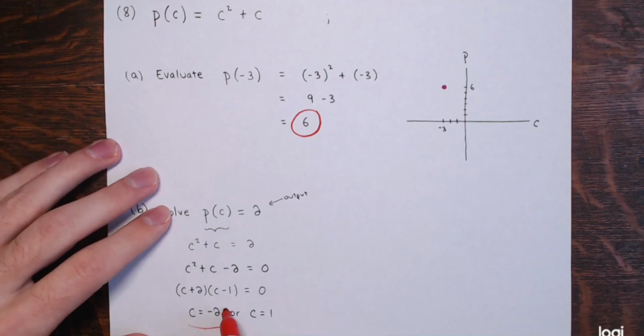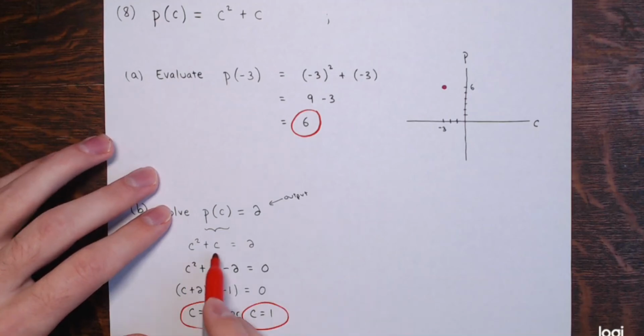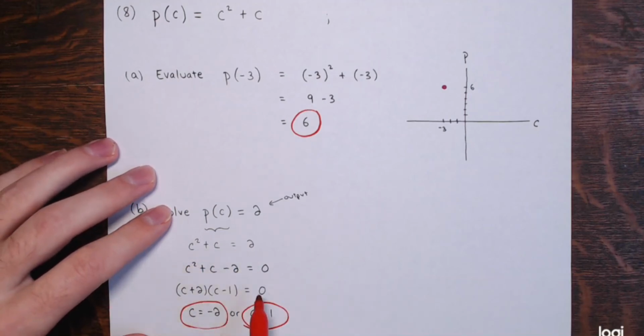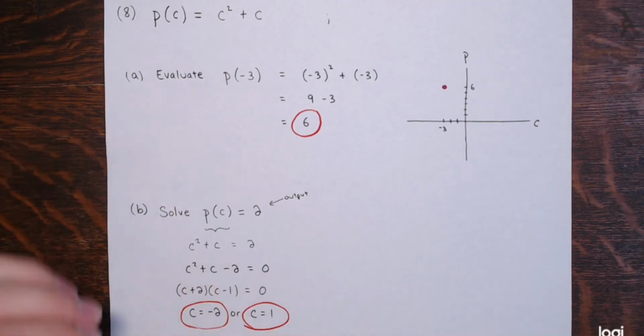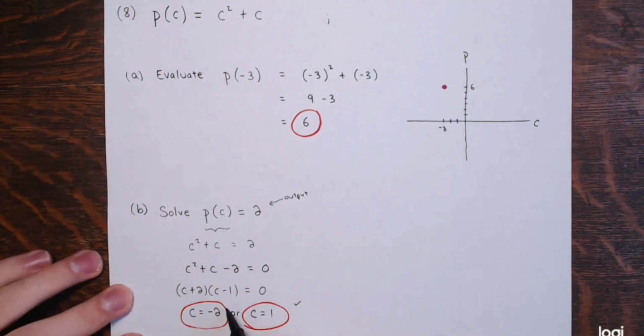Check them. Negative 2, positive 1, they work. 4 minus 2 is 2, great, and 1 plus 1 is 2, also good. I checked them both mentally.